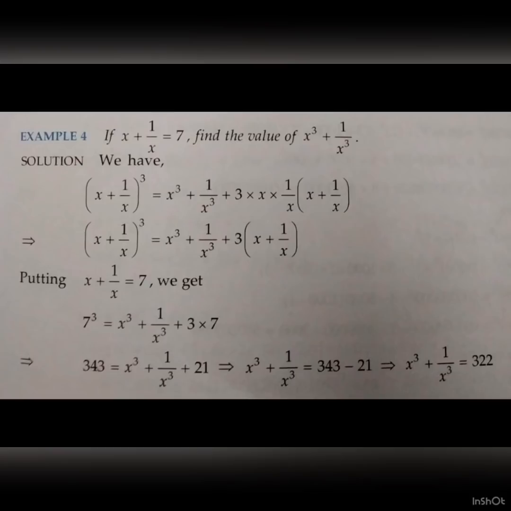Let us transpose 21 on other side. We have x cube plus 1 by x cube is equals to 343 minus 21, which implies x cube plus 1 by x cube is equals to 322.